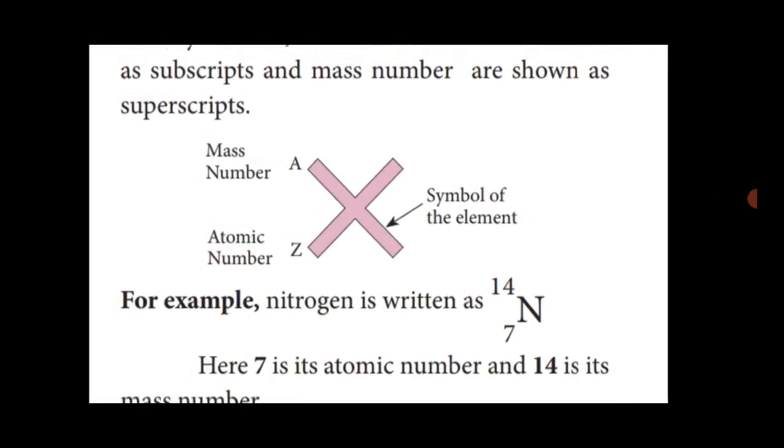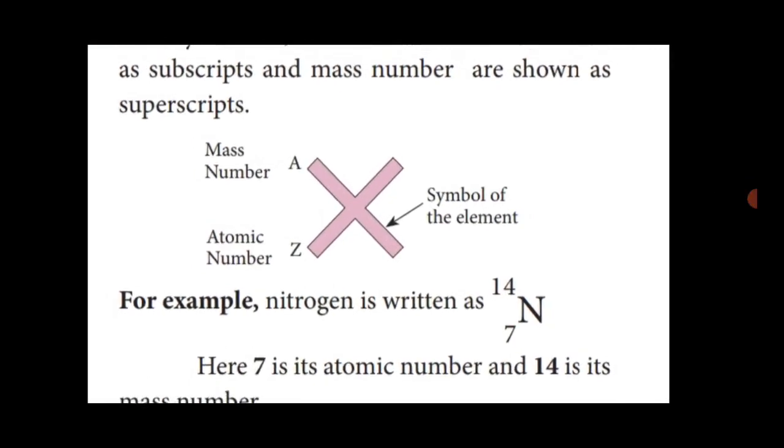Any atom is represented as capital Z, capital X. The X is any atom, the symbol of any element. Subscript and superscript are present for the atomic number and mass number. The subscript is the atomic number, and the superscript is the mass number. Any element symbol is denoted as capital X. Z is the atomic number, present in the subscript. A is the superscript.